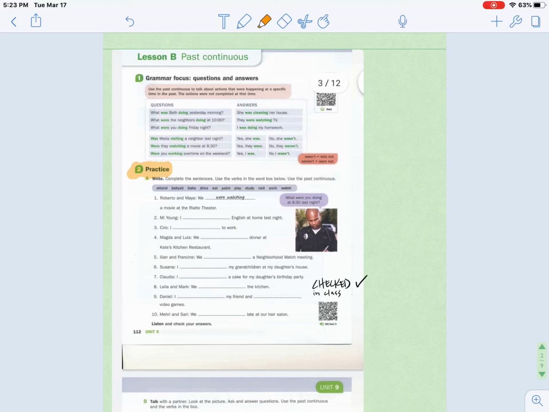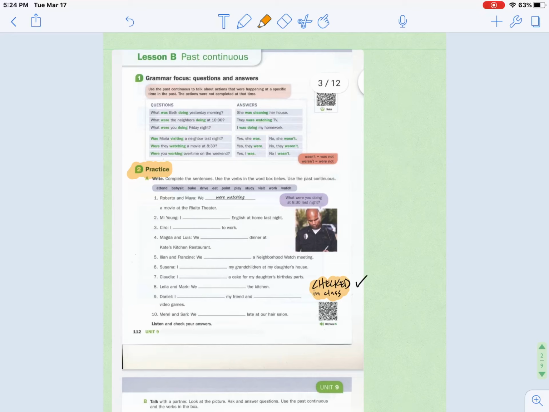I checked the majority of people's homework in class, as mentioned right here. But, like I said, if I didn't check yours, I will be putting you with partners, so you will be able to check with them as well, and I will be sharing the answers.